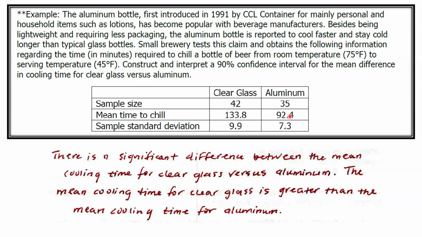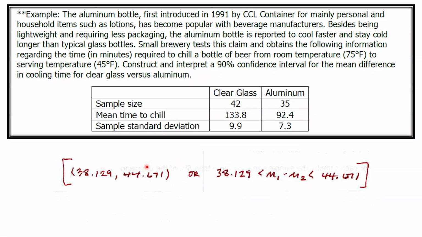So what the confidence interval tells us is that we are 90% confident that the true difference in cooling times between clear glass and aluminum is between the confidence interval that we found, which would be 38.1 and 44.6 minutes. Okay. The key thing to note here is that the entire interval is positive. So that means that the glass bottles take longer to chill than aluminum bottles. Since the interval doesn't contain 0, this difference is statistically significant.